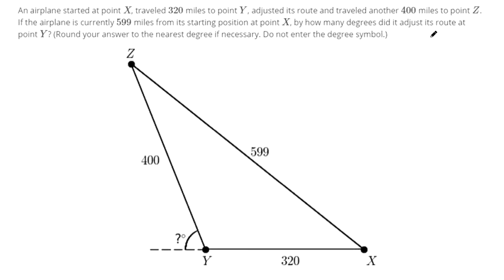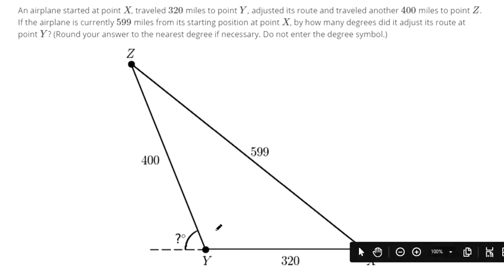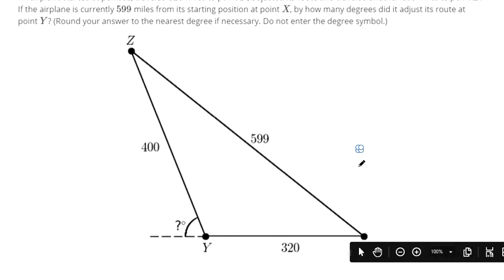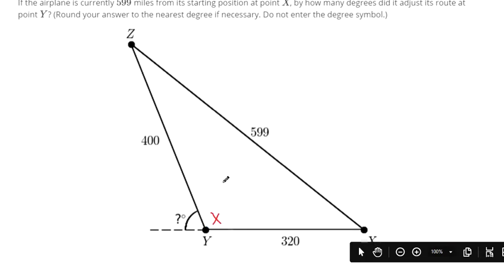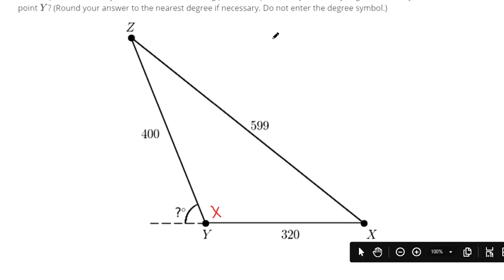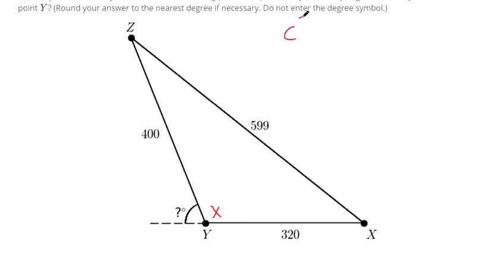By how many degrees did it adjust its route at point Y? So basically they want us to know actually, if we find this angle, we can quickly find this angle because the two should make 180 degrees. They should make a straight line. So we got to solve for an angle. We don't have a complete pair, so it means we got to use the law of cosines, which says c squared, which is a side length, equals another side length plus the third side length minus 2ab cosine c. And all those letters, capital C for the angle, all those letters are interchangeable.